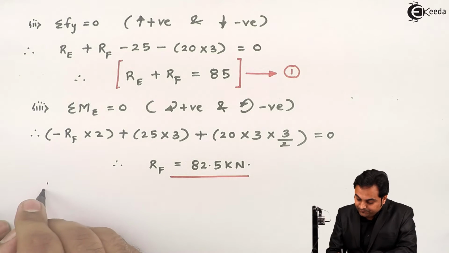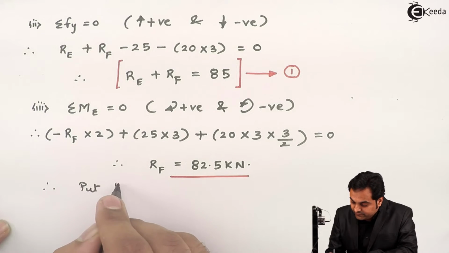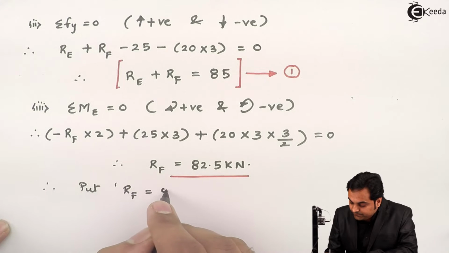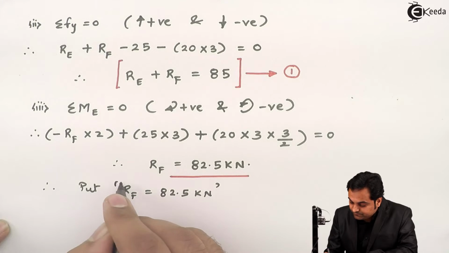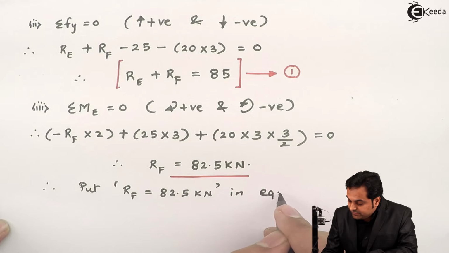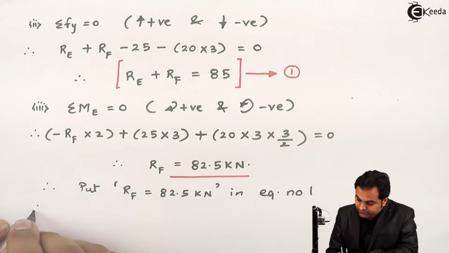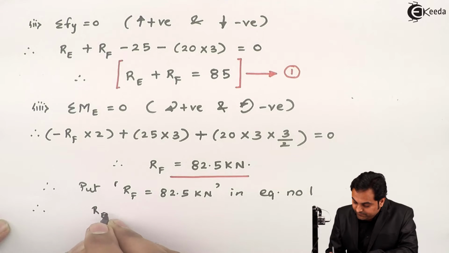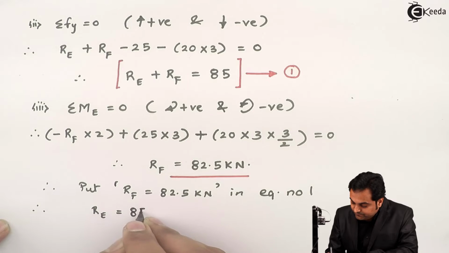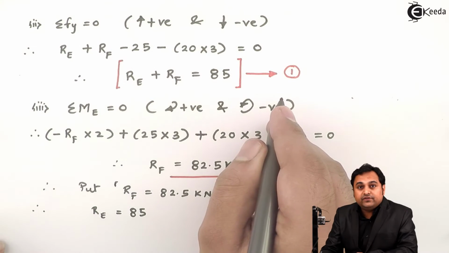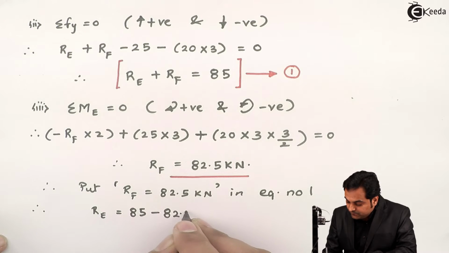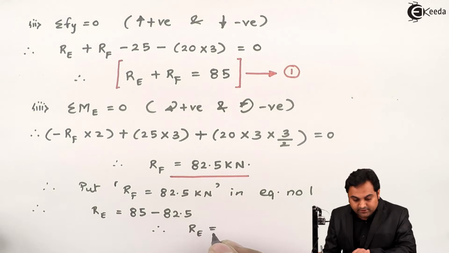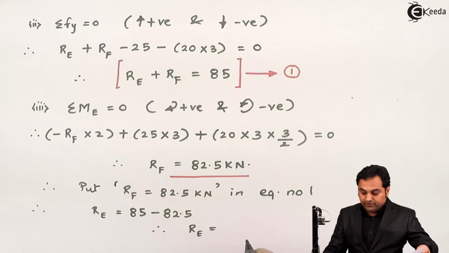Then after getting this RF value, I'll put it in equation number 1. So therefore put RF is equal to 82.5 kilonewton in equation number 1. So therefore RE will be equal to 85 plus RF, when it goes to the other side becomes minus RF, so minus 82.5. So from this I'll get the value of reaction at E, and the answer is 2.5 kilonewton.